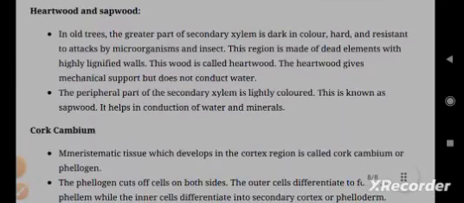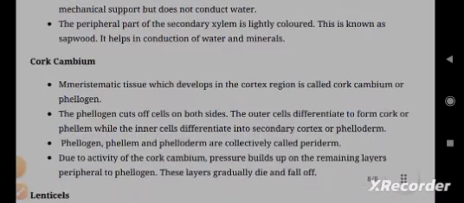Heartwood and sapwood. In all trees, the greater part of secondary xylem is dark in color, hard and resistant to attacks by microorganisms and insects. This region is made of dead elements with highly lignified walls. This wood is called heartwood. The heartwood gives mechanical support but doesn't conduct water. The peripheral part of secondary xylem is lightly colored and is known as sapwood. It helps in conduction of water and minerals.